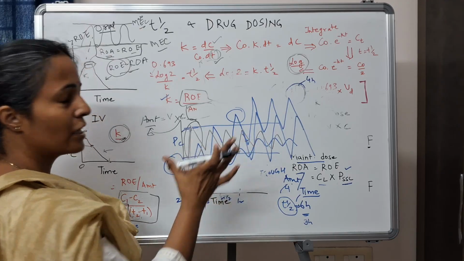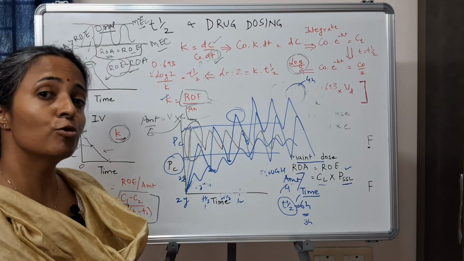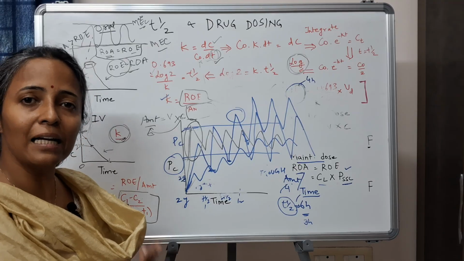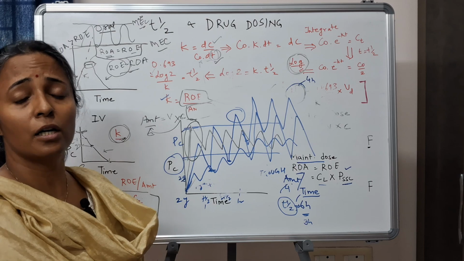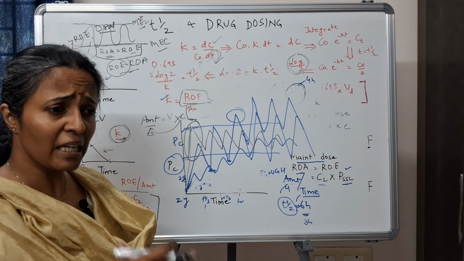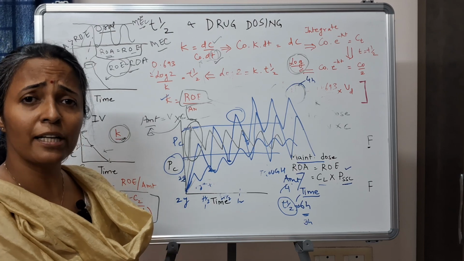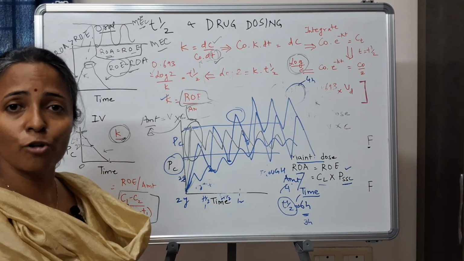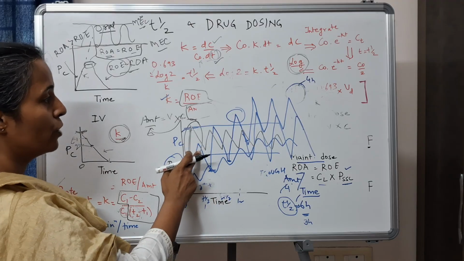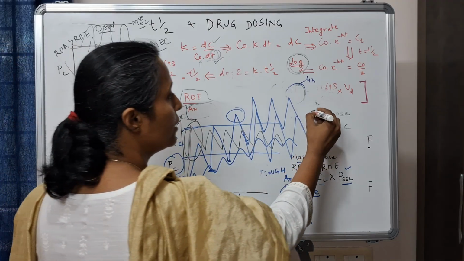So for such conditions, for example, if we are using antiarrhythmics or anti-epileptics, we can't wait for 4 to 5 half-lives, because if in the meantime the patient gets a life-threatening arrhythmia or gets an epileptic attack again, then it is not good for the patient. So we have to give a loading dose. And how to calculate this loading dose?